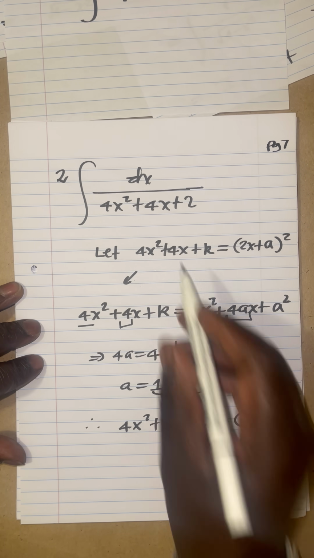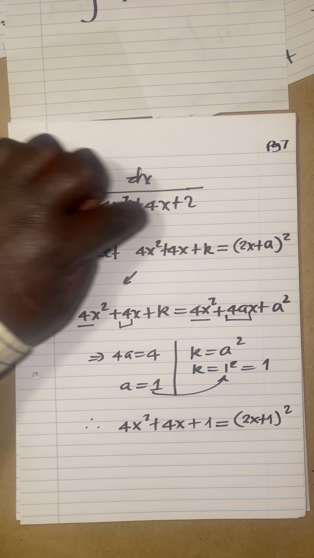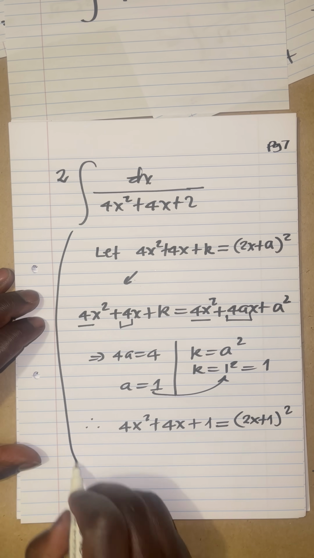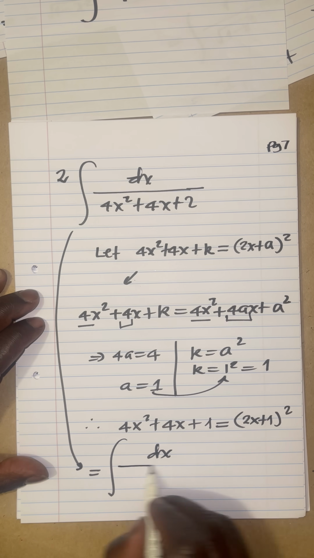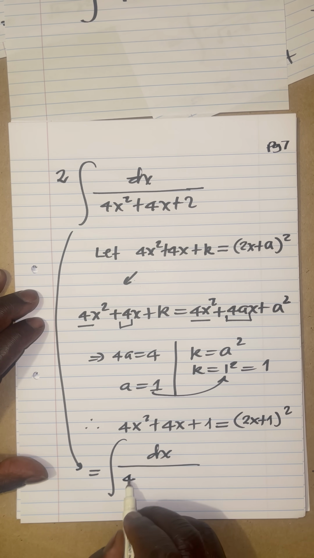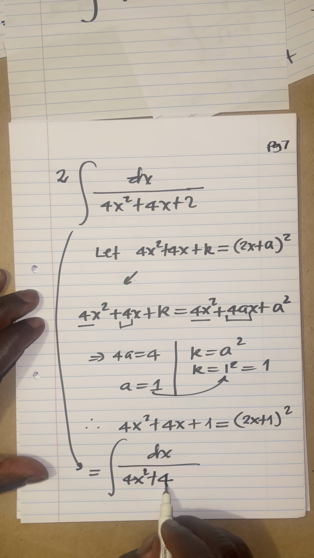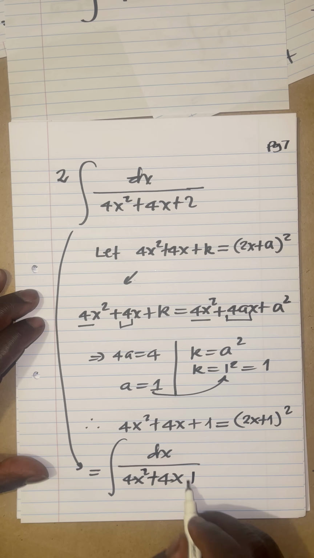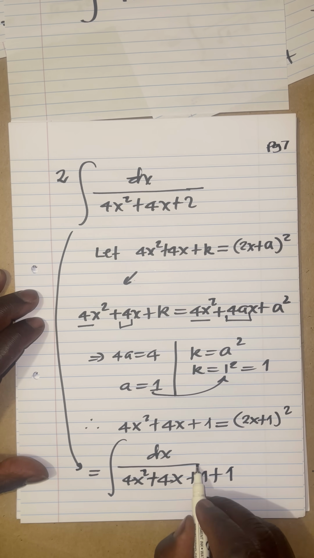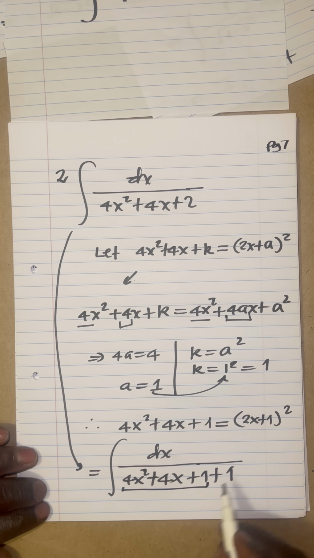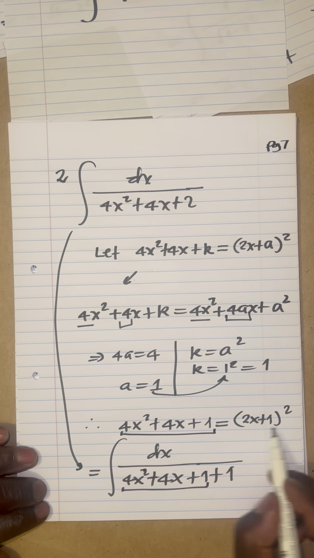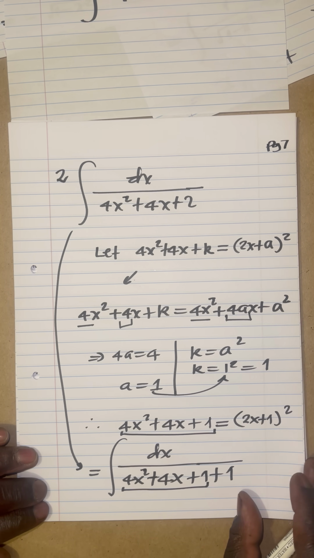Now notice there is a 2 outside there, which means I can rewrite this integral as follows. The integral now is equal to the integral of dx all over 4x squared plus 4x plus 1 plus 1, like that. This part here is taken care of, as you can see, it will be replaced by that, and then I'm going to say plus 1.